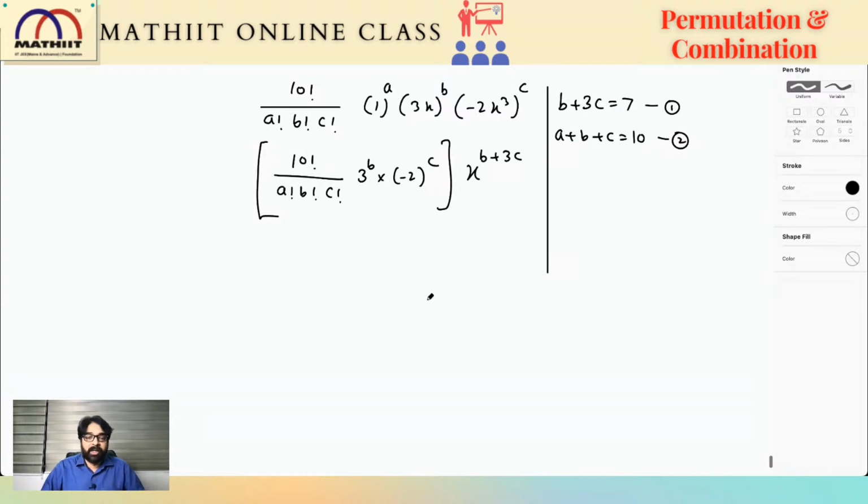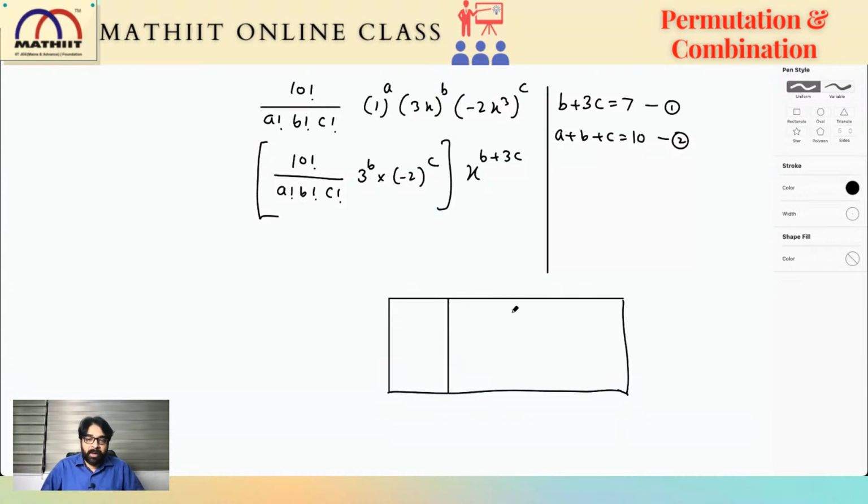So let's count. We'll make a table and try to see what the possible a, b, c values can be. It can be done quickly, but I'm going step by step so that you can understand the logic perfectly. a, b, c. I want to see what possible conditions can happen here.